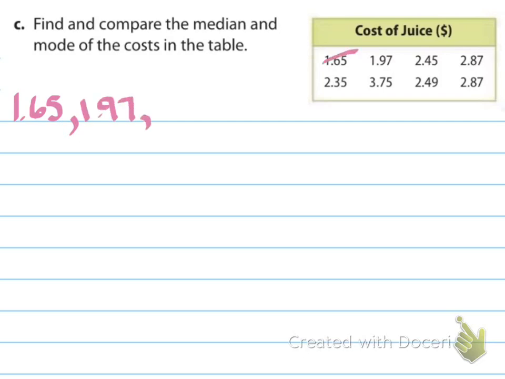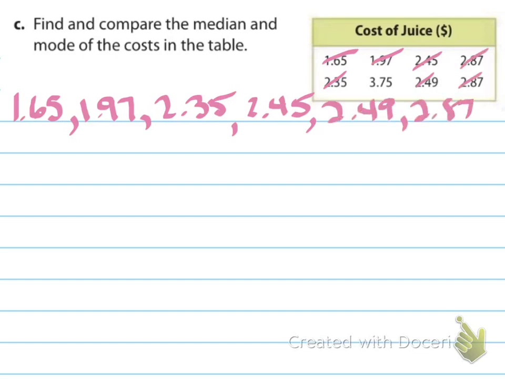So it starts with $1.65, $1.97, and then we're going to the $2 range. So we've got $2.35, then we've got 245, and then we've got 249, and then we've got $2.87 twice, and then we've got our $3.75, which must be the best tasting juice because it's more expensive than all of them. All right, so looking at our numbers, let's count to make sure that we got them all. There should be 8. 1, 2, 3, 4, 5, 6, 7, 8. So I'm good.